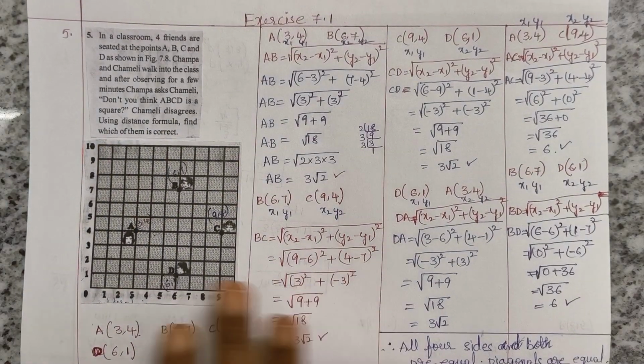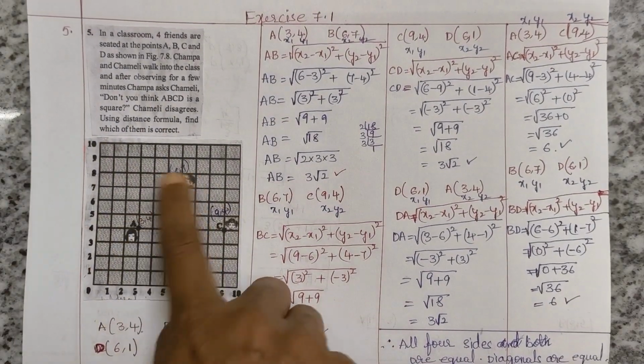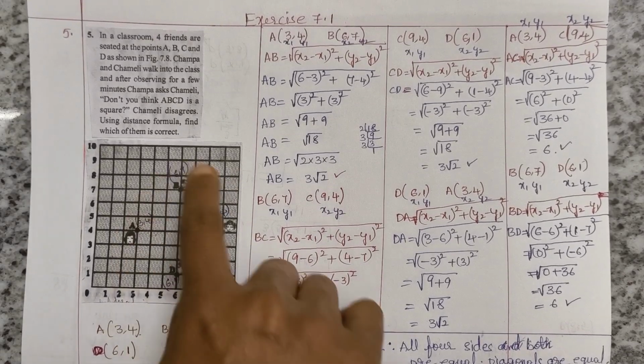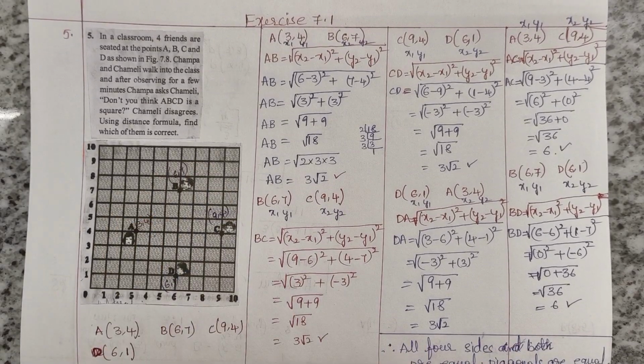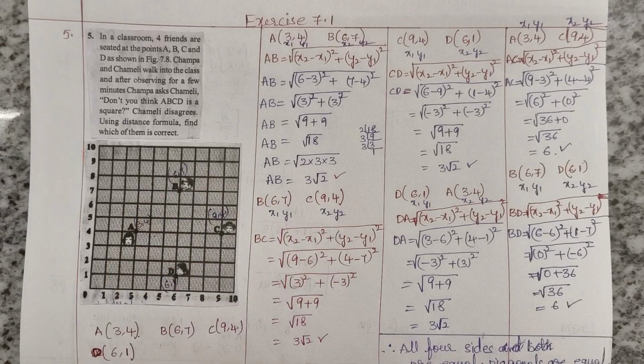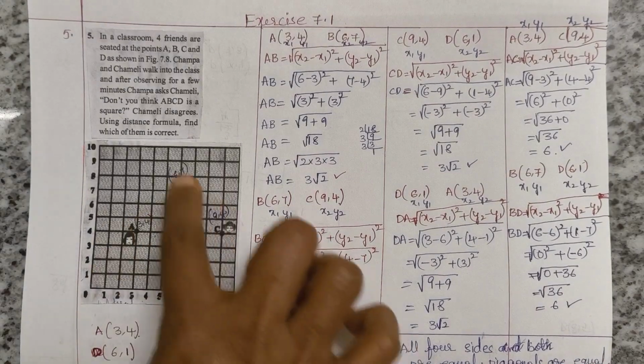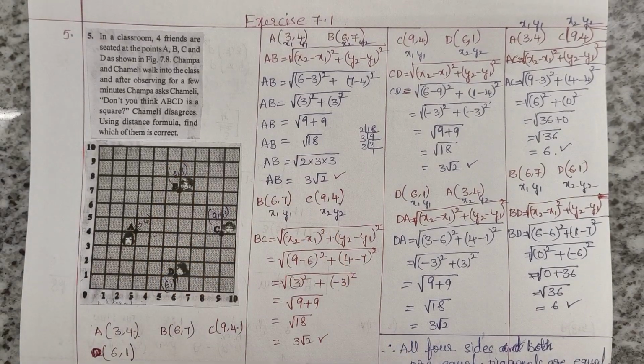See here in this question, one diagram is there. Four people are there: A, B, C, D. These people are sitting in a square shape or not, we have to find. How to find? What are the square qualities? All sides are equal and diagonals are also equal, means it is a square.